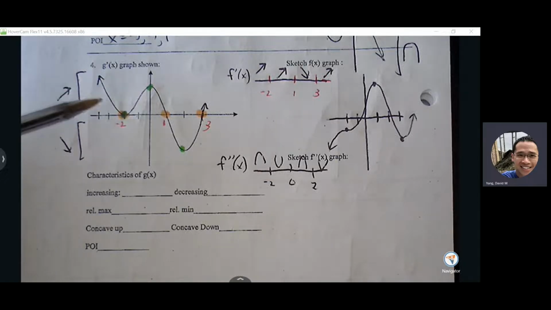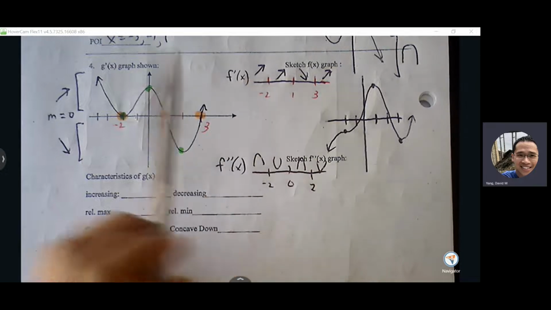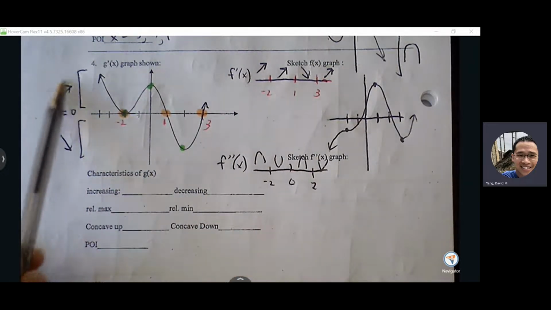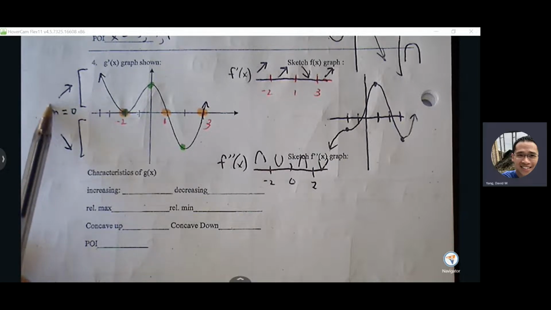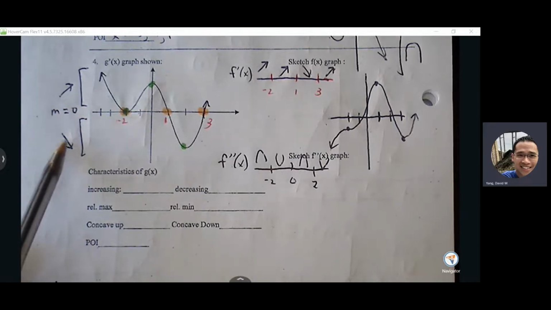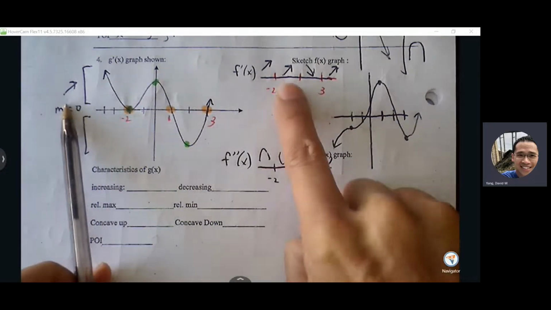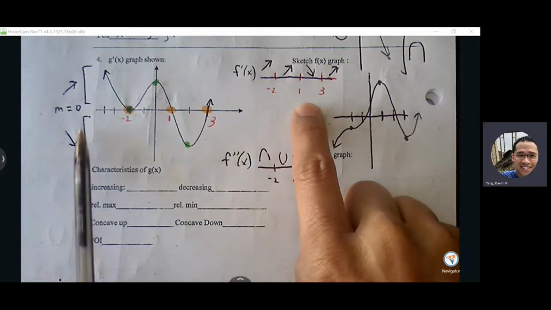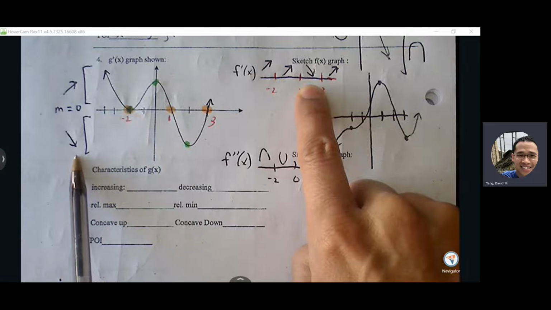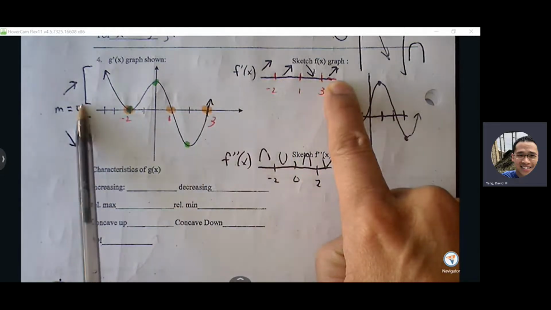Here, the graph is located above the x-axis, so anything to the left of -2, we want that portion to be positive, right? We're just matching the symbol that we see to the left of our derivative graph. Okay, between -2 and 1, it's still above the x-axis, so we want to match that symbol. Between 1 and 3, below the x-axis, we'll match that symbol, negative slope, and then to the right of 3, above the x-axis, a positive slope.